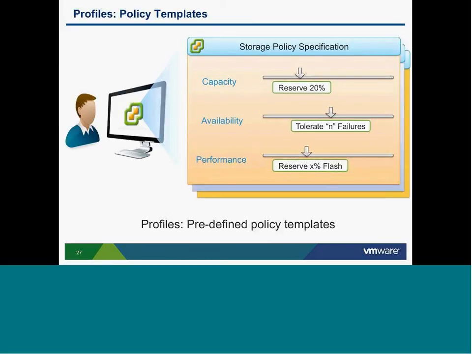Now, in order to deploy vSAN at scale, one can specify multiple storage policies and apply each of these policies to individual VMs or individual VMDKs, either through the web client or programmatically through APIs themselves. What this allows is the ability to create multiple predefined policy templates, which in turn allow for deployment of vSAN at scale.